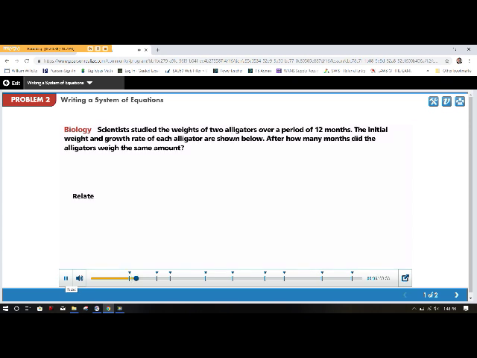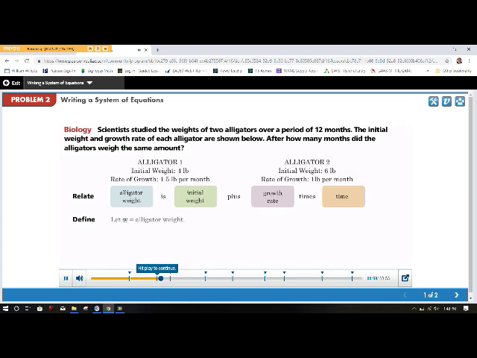Relate the terms to each other in order to build an equation. The weight of an alligator is the initial weight plus the growth rate times the amount of time it has been growing. Now, define your variables. Let W equal the alligator weight. Let T equal the time in months. Now write the equations.